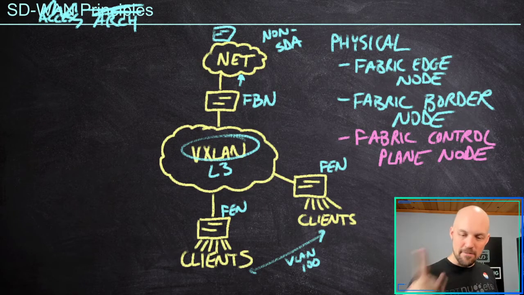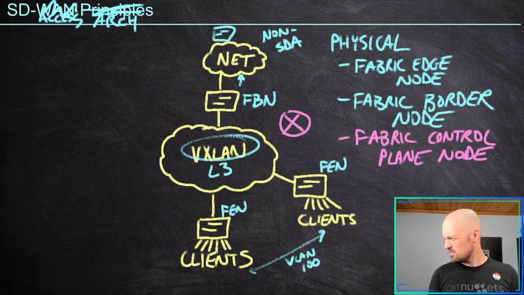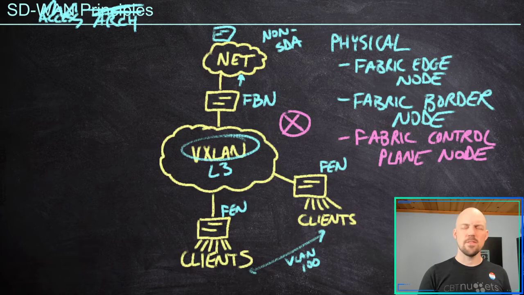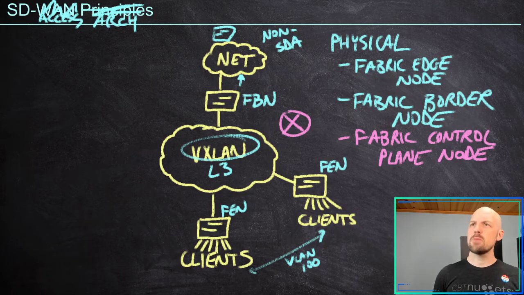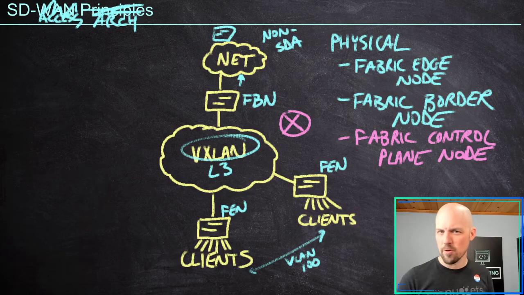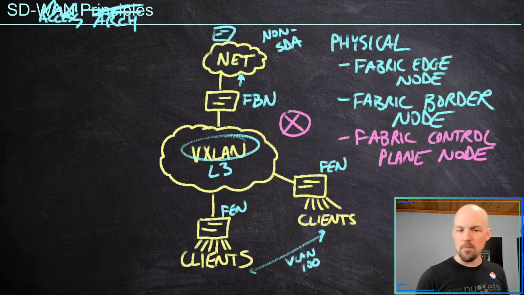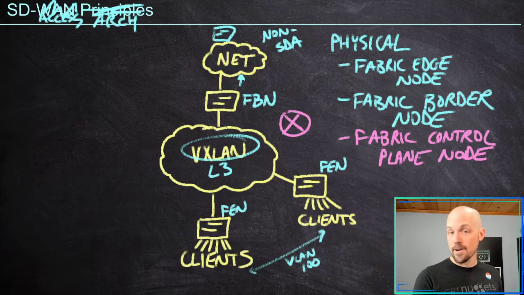Fabric control plane node. A fabric control plane node is usually a router, actually. I'm trying to think if there might be a couple of... No, I know there are a couple of switching platforms like the 6800s that can serve as a control plane node. But for the most part, there's going to be a router like an ISR or an ASR.